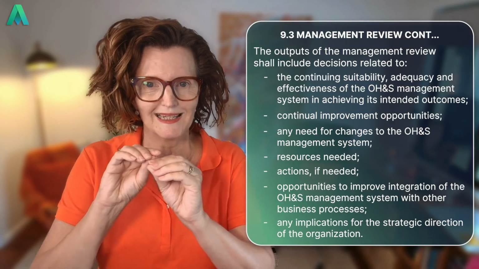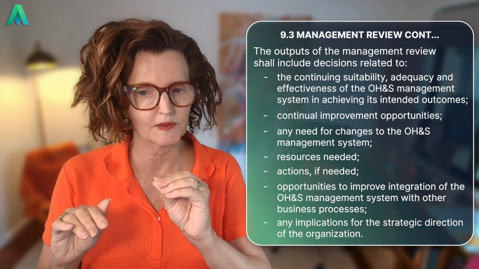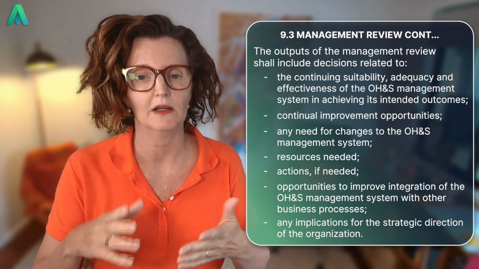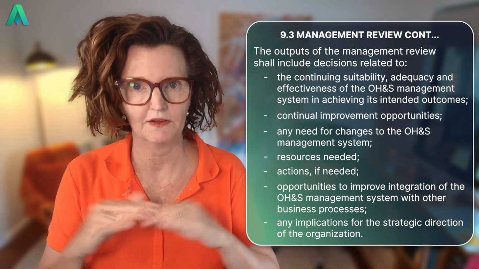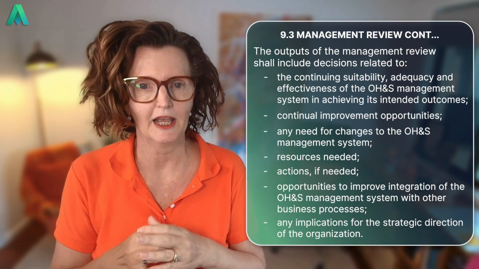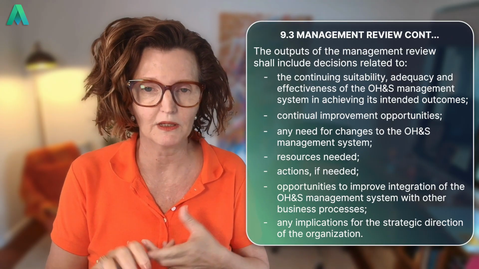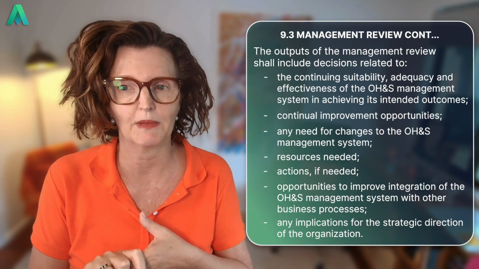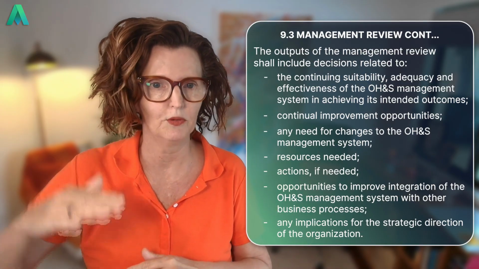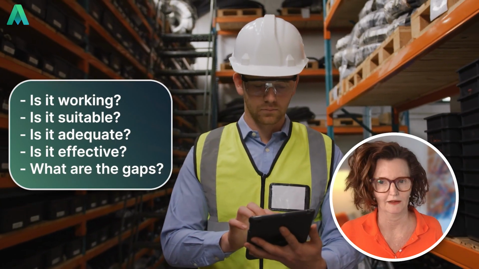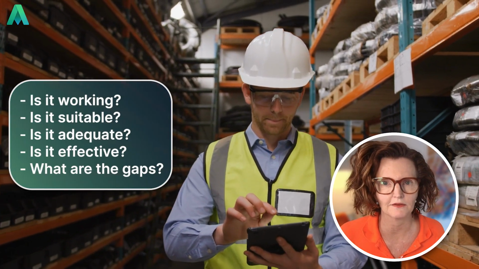So we need to see this output, and I'm going to skip ahead because the very last sentence in this clause says that the organisation shall retain documented information as evidence of the results of management reviews. We need evidence. We need stuff written down. The outputs of the management review shall include decisions related to the continuing suitability, adequacy and effectiveness of the OH&S management system in achieving its intended outcomes. Okay, so through discussions from those inputs A to G, is it working? Is this OH&S management system suitable? Is it adequate? Is it effective? Is it working?